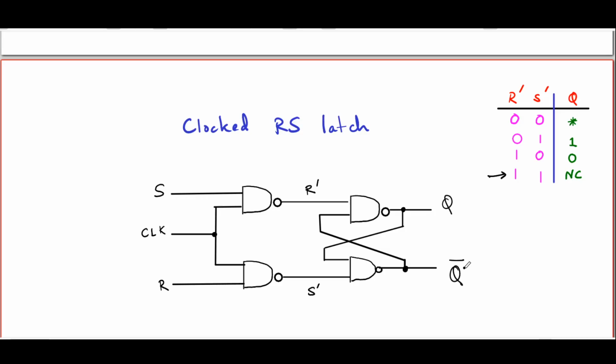What about the race condition? Clocking an RS latch does not really avoid the race condition, but remember, here the race condition is actually obtained when R prime and S prime are both low. That can happen if S and R are both high when the clock goes high. In order to avoid race condition in a clocked RS latch, you have to ensure that the two inputs S and R and the clock do not go high at the same time. There are various clever ways of trying to achieve that, and we will meet some of them in a while.